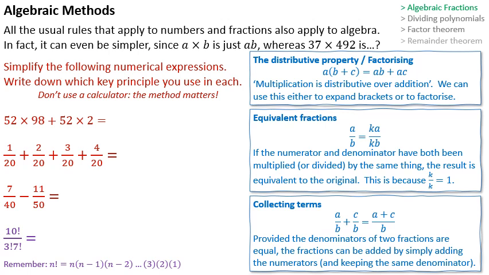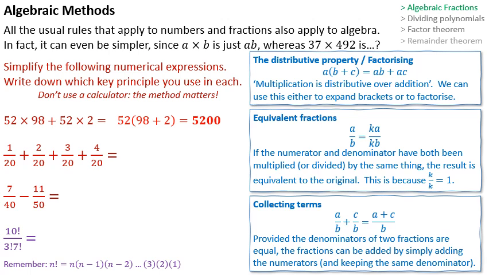So the first one, hopefully you've noticed, instead of having to work out 98 lots of 52 and 2 lots of 52, we don't actually care about those individual values. We care about the sum of those two. By using the distributive property, we can put them together. 98 52s and another 2 52s is 100 52s. And out pops 5,200.